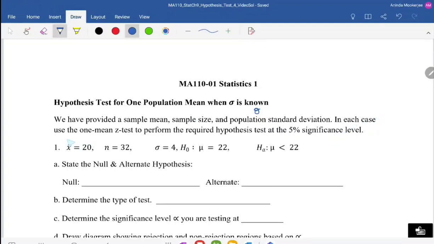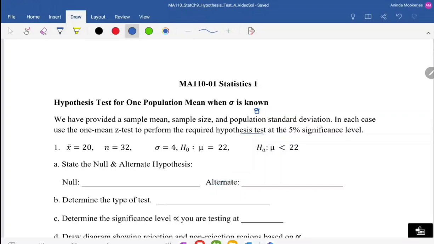Now in each case, use the one mean Z test to perform the required hypothesis test at the 5% significance level. This is not really an application-based problem. This is just a straightforward problem where they have given us the different data points, and they've also stated the hypothesis for us. So all they want us to do is to use this data and perform a complete hypothesis test.